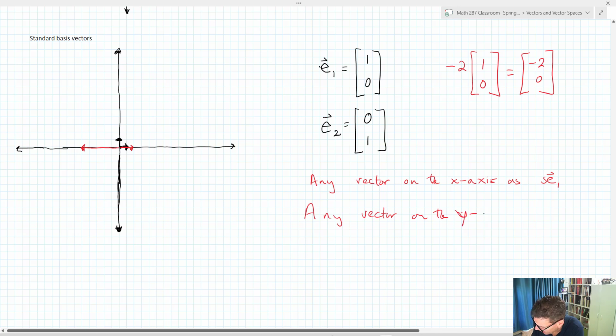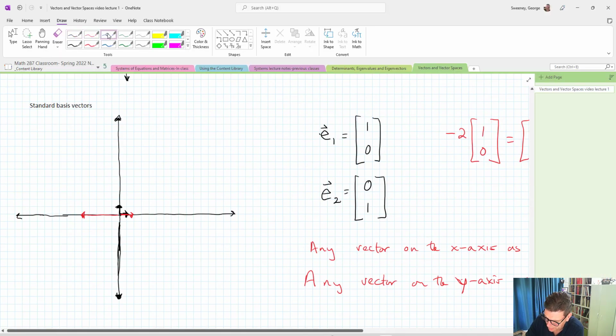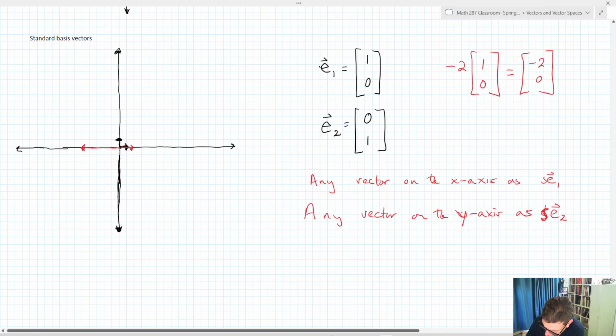or excuse me, on the y-axis, we'll call it s E2. And so that's the second standard basis vector. Okay? And so say for example I want to do 4.5 E2. That is going to end up equaling 0, 4.5.